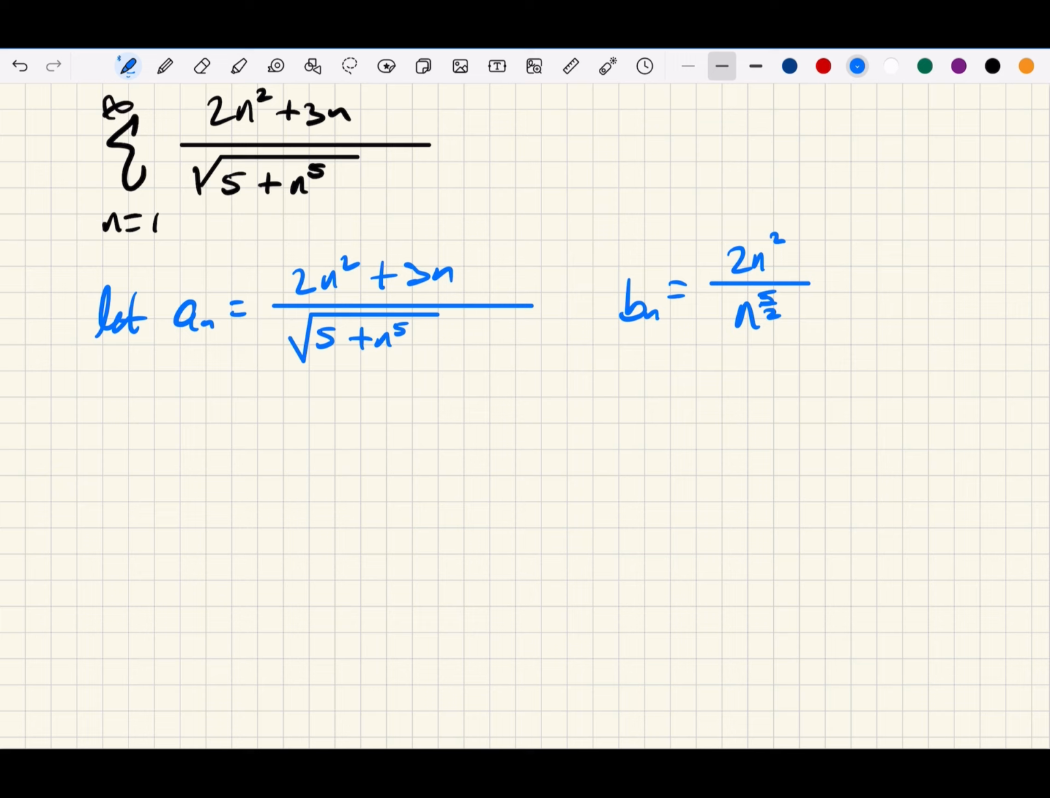You have a lot more freedom with the limit comparison test than with almost every other test. Yeah, sort of, except, as far as the freedom goes, well, yes, but I'm starting with a suspicion. Because what is 2n squared over n to the 5 halves? What is that? 2 over the square root of n. What's that?